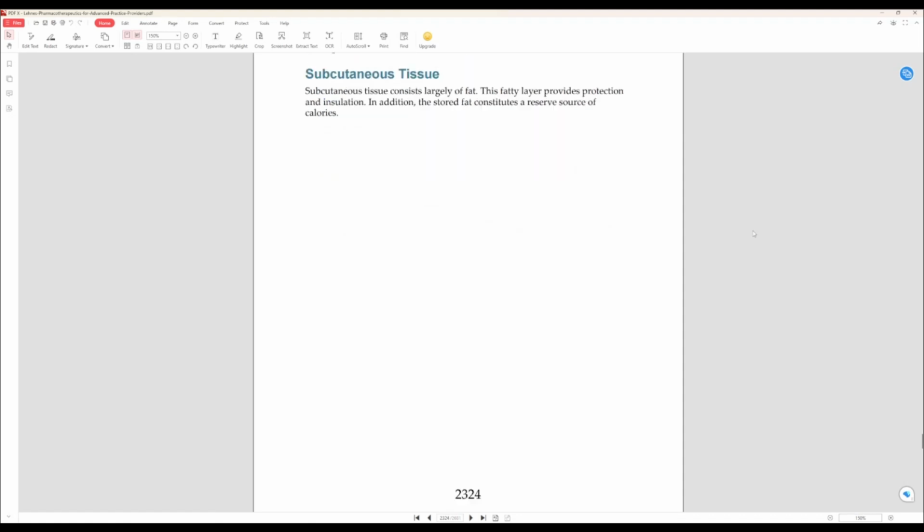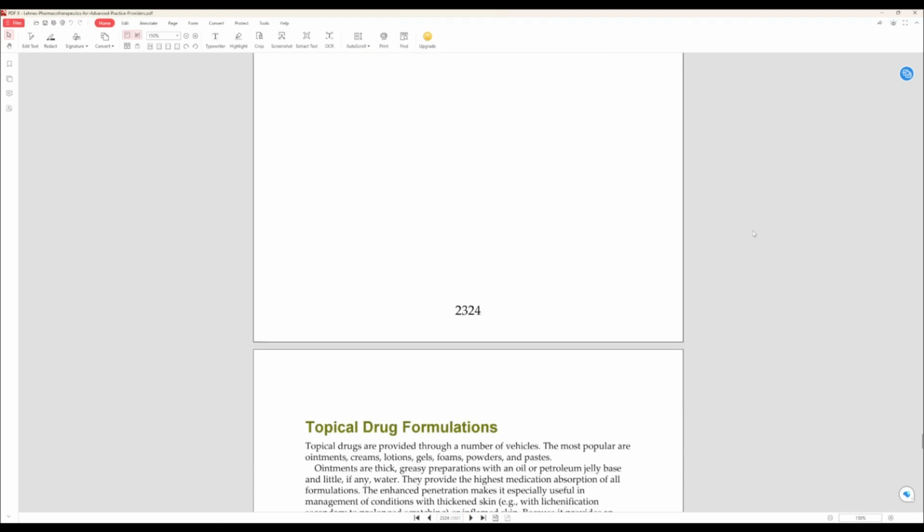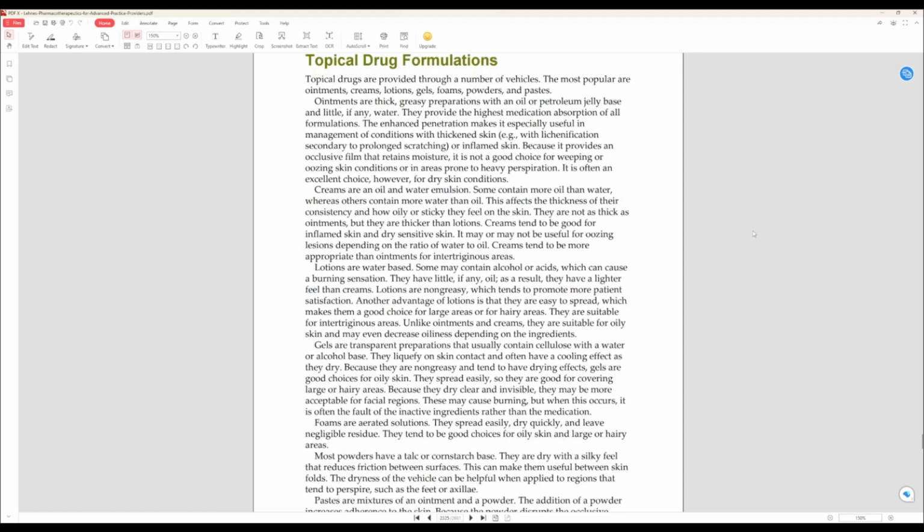Bringing us to the subcutaneous tissue. Subcutaneous tissue consists largely of fat. This fatty layer provides protection and insulation. In addition, the stored fat constitutes a reserve source of calories. Which now brings us to topical drug formulas. Topical drugs are provided through a number of vehicles. The most popular are ointments, creams, lotions, gels, foams, powders, and pastes.